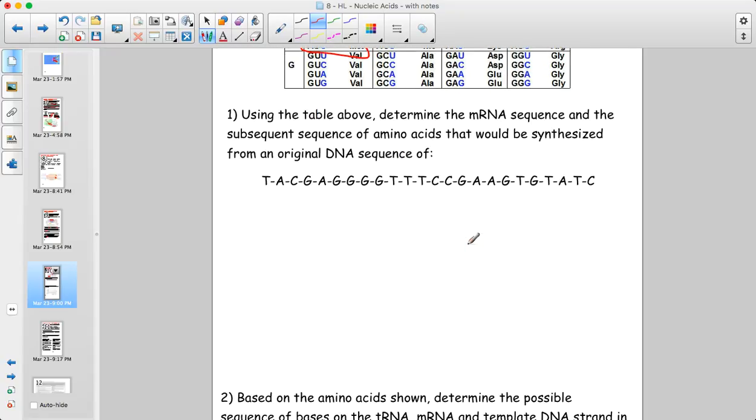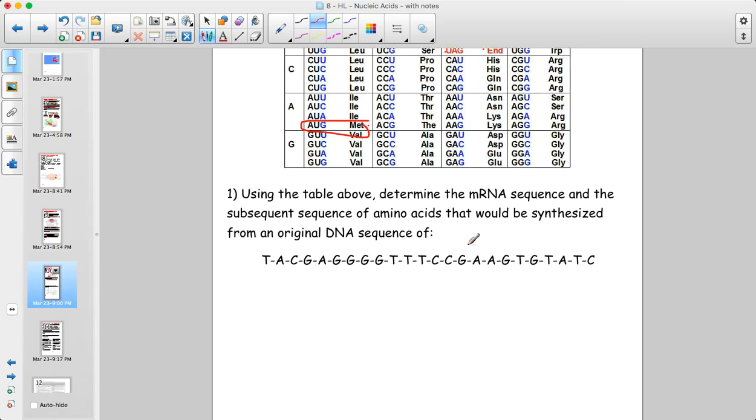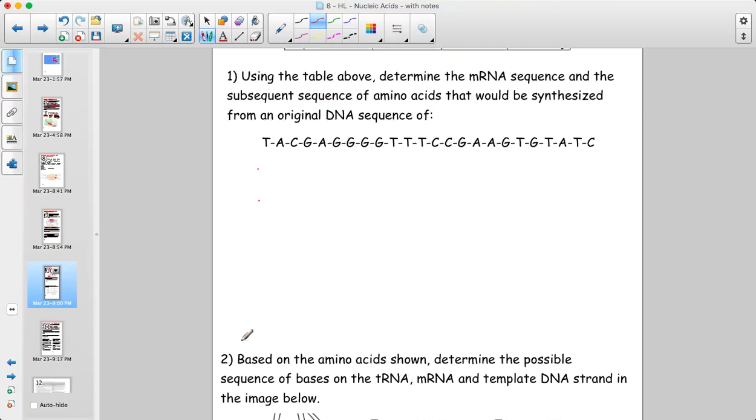So here's some practice questions to give a try to. This one is working forwards. So if this was the DNA sequence, figure out the mRNA that binds to that, and then figure out the chain of amino acids that's going to form.